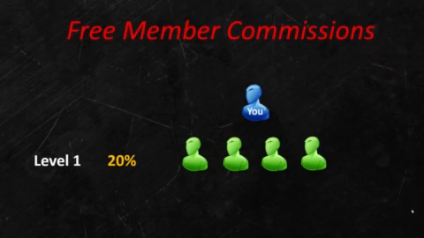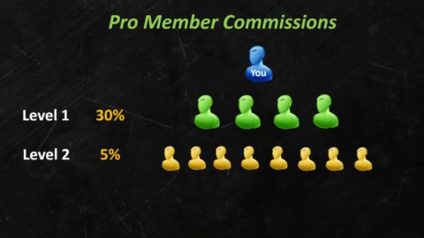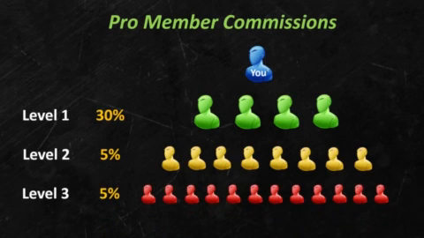This is paid weekly. Every Friday we pay these fast start commissions, 20% to free members based on the commissionable volume, and Pro members actually receive 30% of the commissionable volume, 5% on level 2 sales, and 5% on level 3 sales. These commissions, along with the free member commissions, are paid weekly every Friday. On Friday, all the commissions or sales generated for the week before, Friday to Friday, will be paid in your back office.